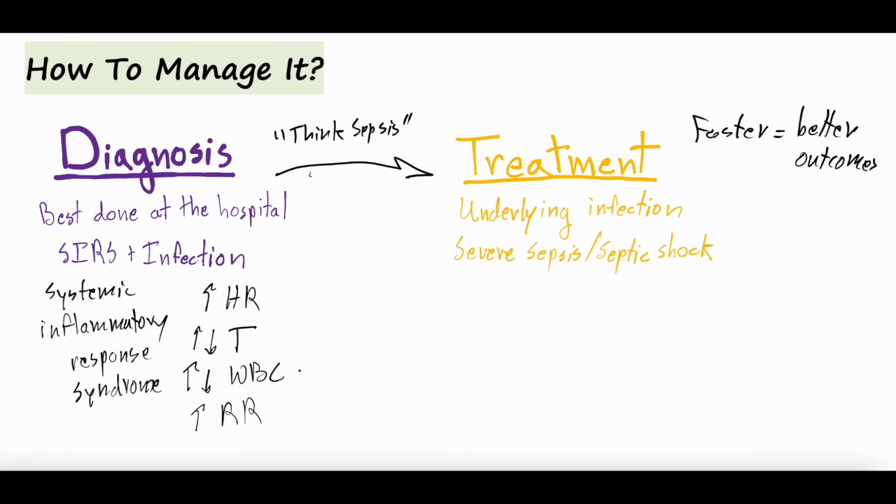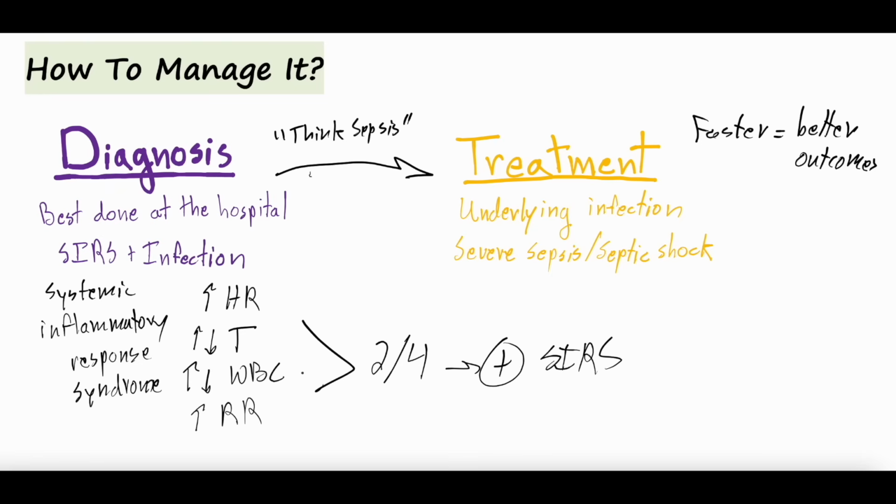And I am not going to write the actual numbers because we certainly could look those up and I might get them wrong. But high heart rate, high respiratory rate, high or low temperature, high or low white blood cell count. And if you have 2 of 4 of these, this implies that you're positive for SIRS. And this starts to make us worried that there could be sepsis.